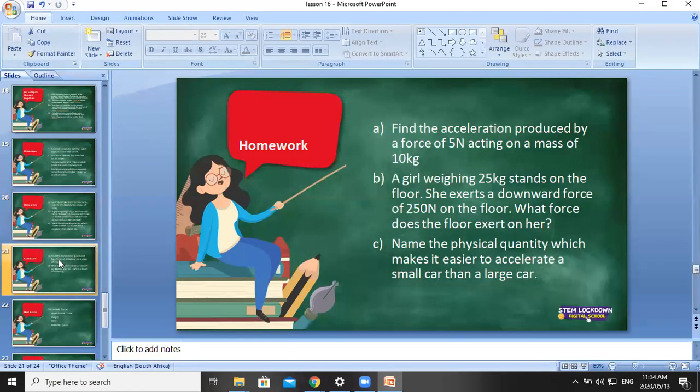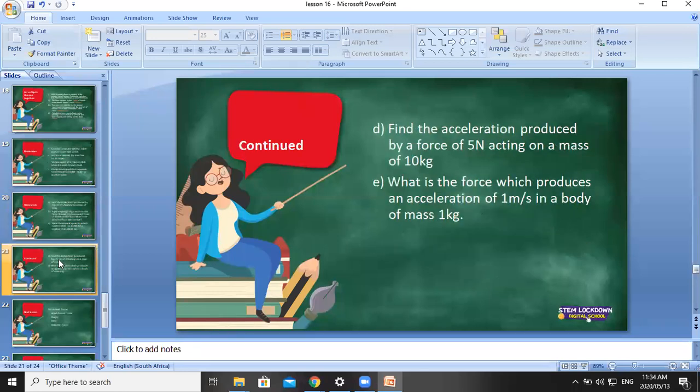Find the acceleration produced by a force of 5 newtons on a mass of 10 kg. Find the acceleration produced by a force of 5 newtons acting on a mass of 5 kg. Then, what is the force which produces an acceleration of 1 meter per second squared in a body of mass 1 kg? We need the force there.